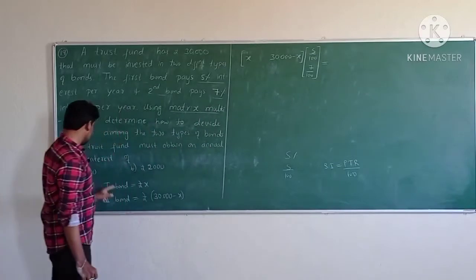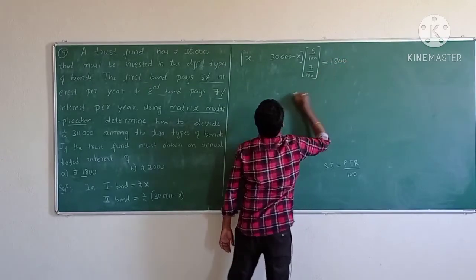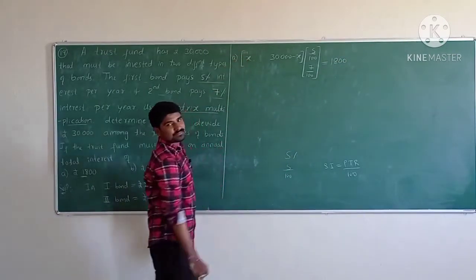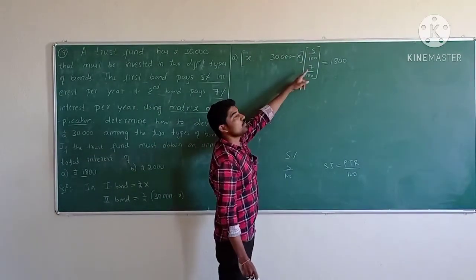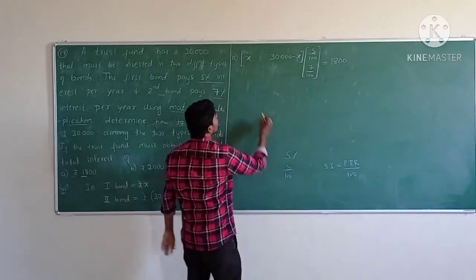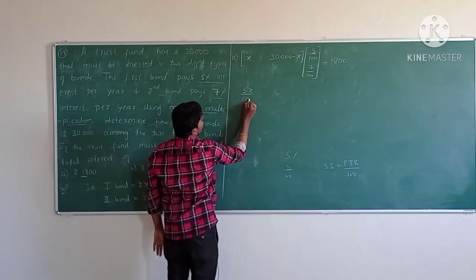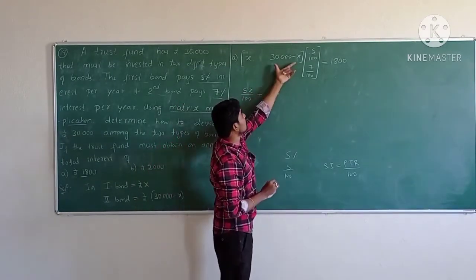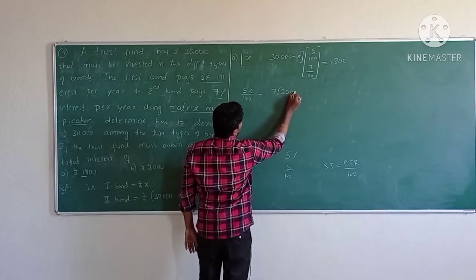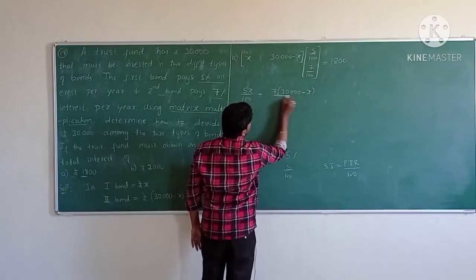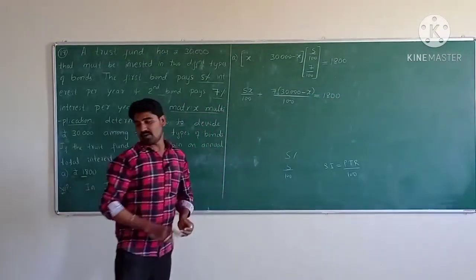What is the first question? The interest is 1800, so it is equal to 1800. And this is the first question. Now, rows versus column: first row, first column, and the other row, the other column. So this row into this column: x into 5 by 100 is 5x divided by 100, plus 30,000 minus x into 7 by 100, so 7 into (30,000 minus x) divided by 100 is equal to 1800. I hope all of you understand.